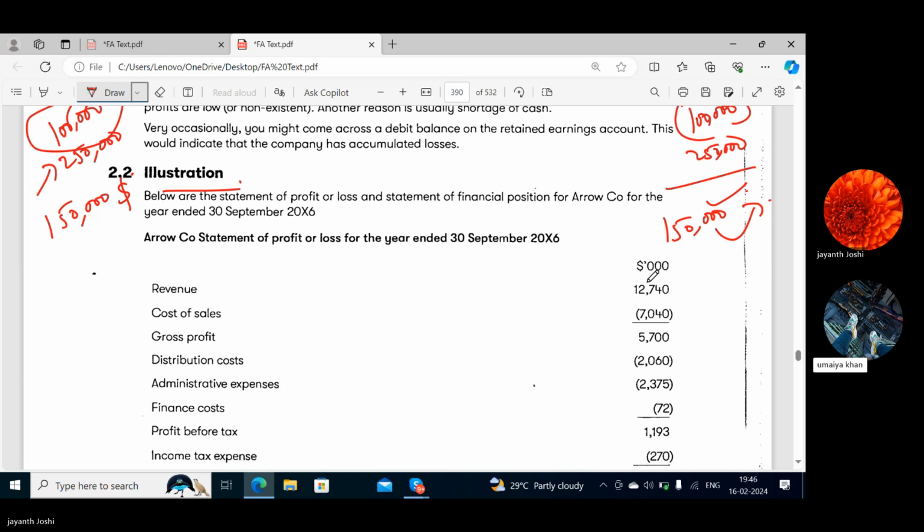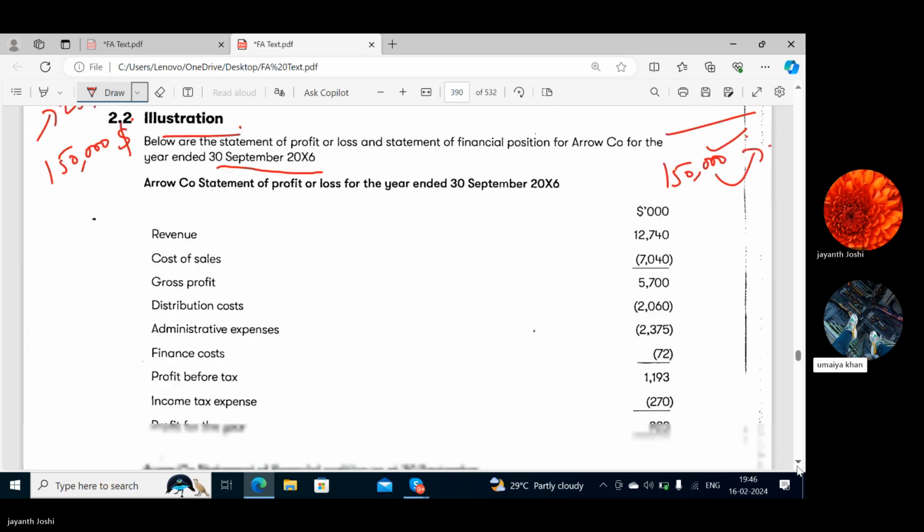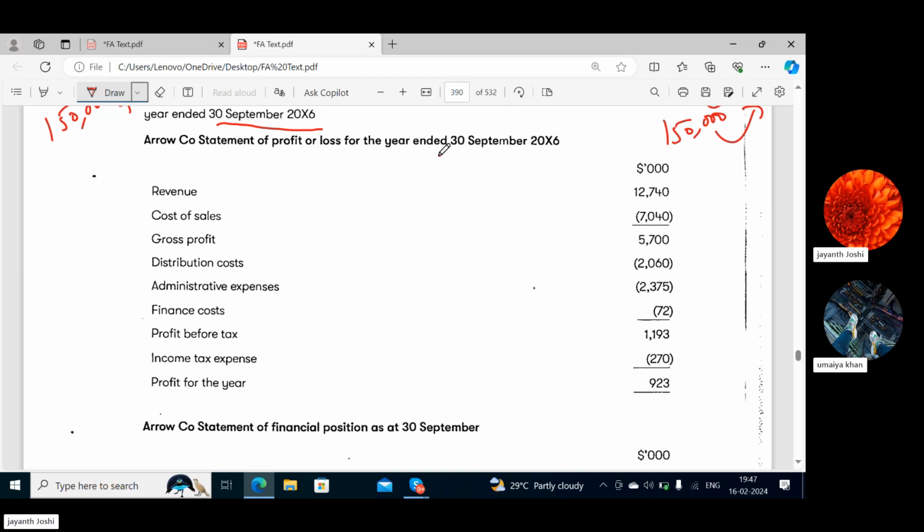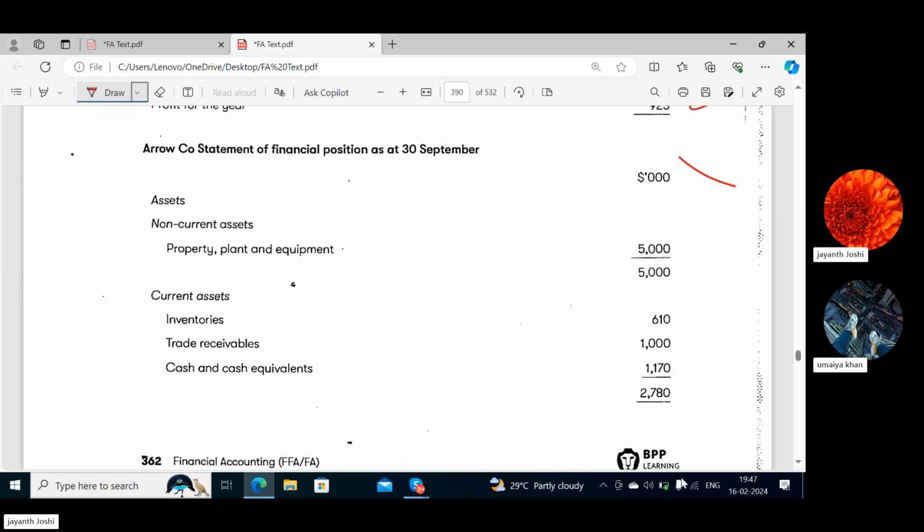Revenue. Read this, I'll be scrolling down. When you say, I'll scroll down. Revenue 12,000. Yeah, see, the statement of profit or loss and statement of financial position for Arrow company for the year ended September 30, 2006 is given. They have given first the revenue, cost of sales, gross profit and everything. Profit for the year also is given. This is the statement of profit or loss. This is the statement of financial position.